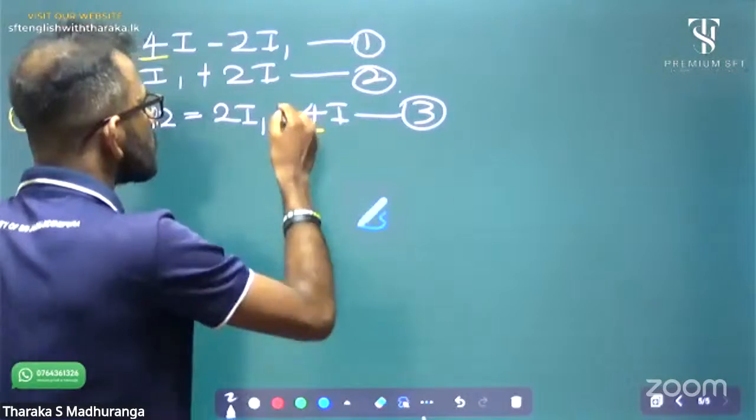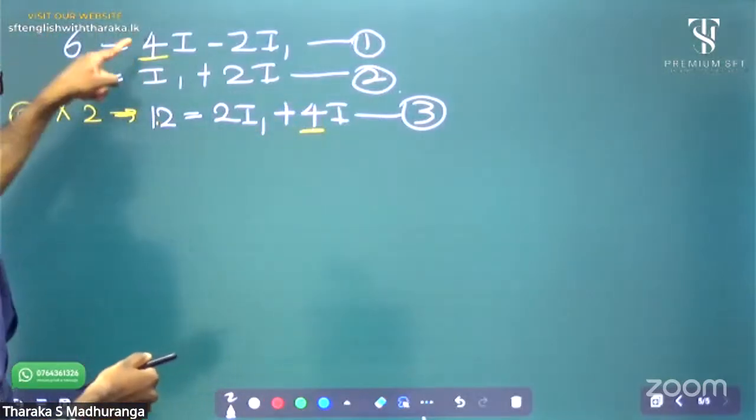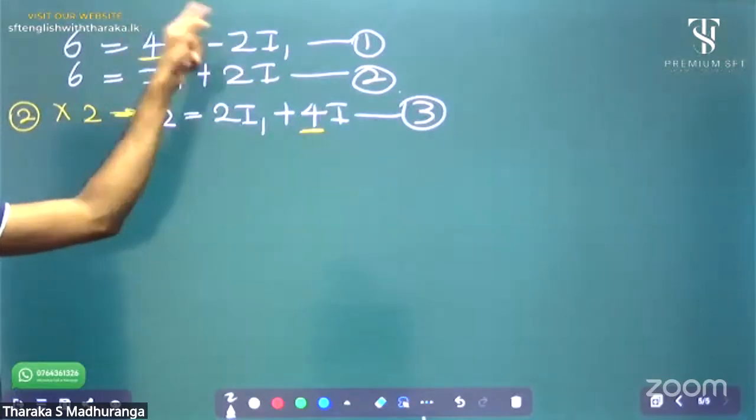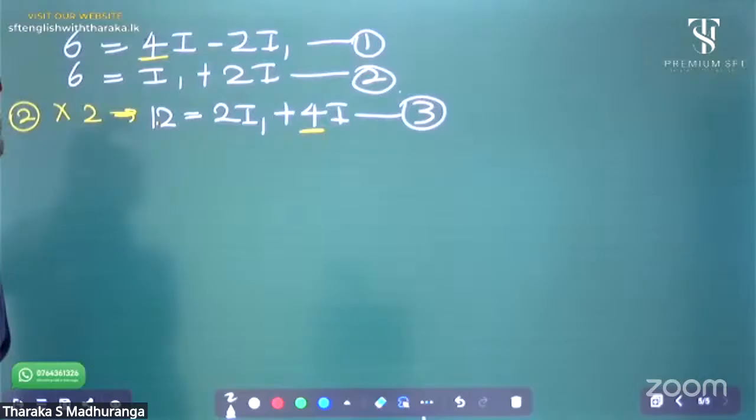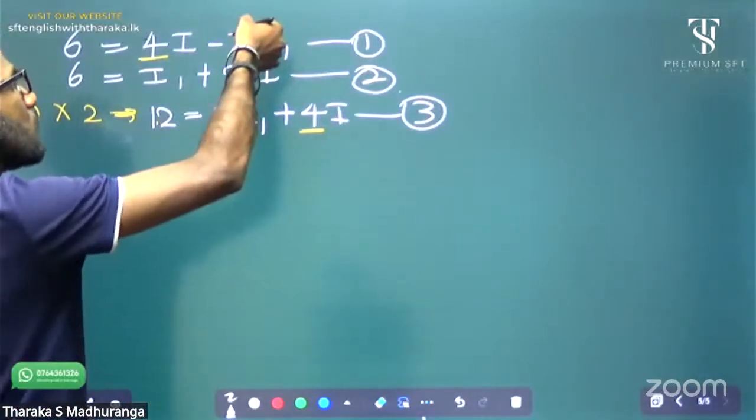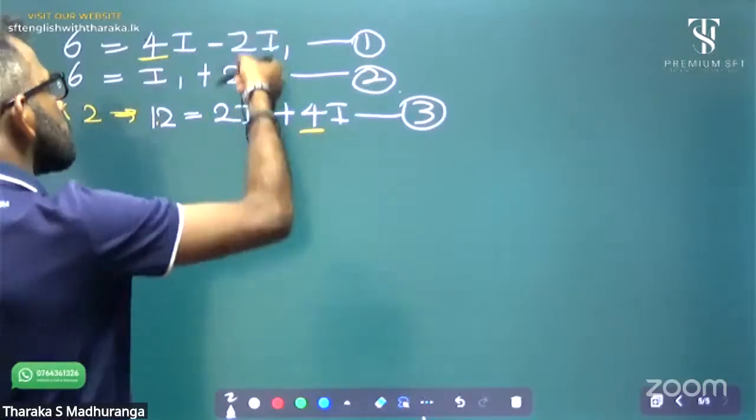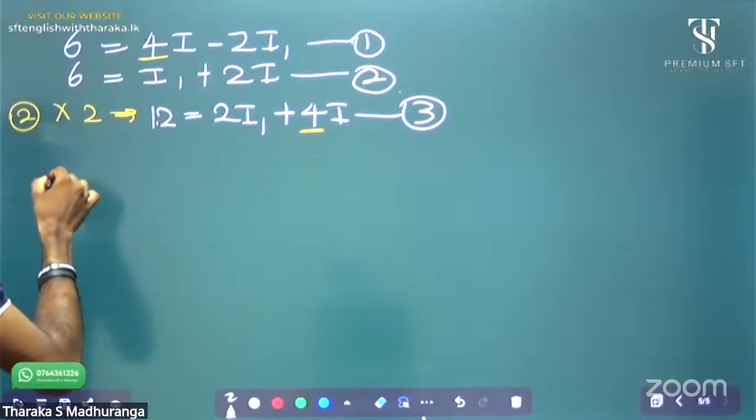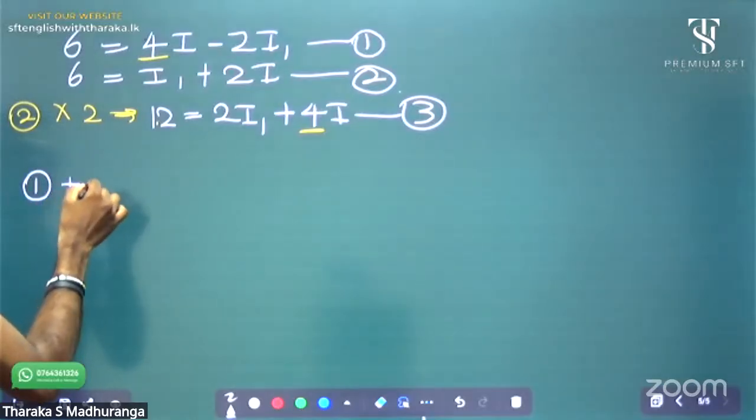It is plus now. Okay, now both coefficients have the same sign, plus plus. And 2I1 and I1 both coefficient 2, but one is plus and one negative. We can add now. I am going to add the first equation to the third equation.